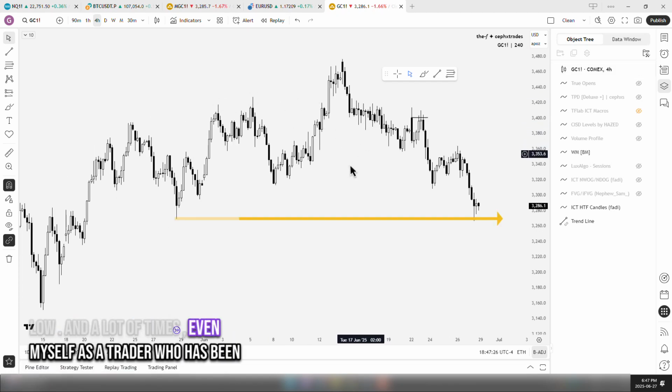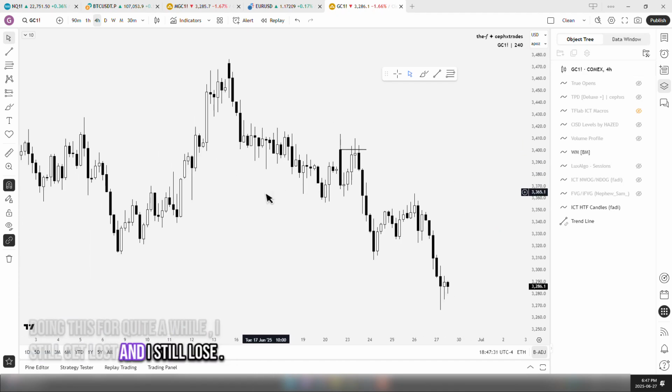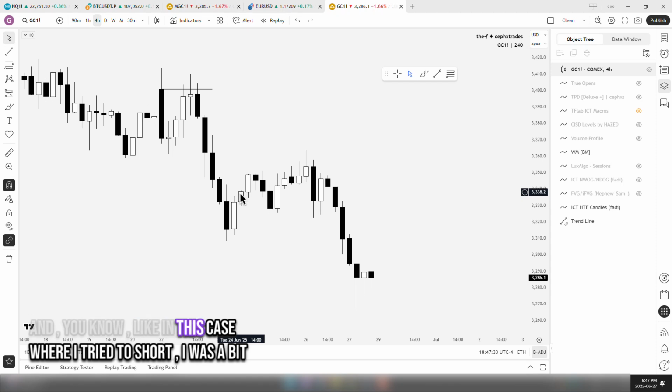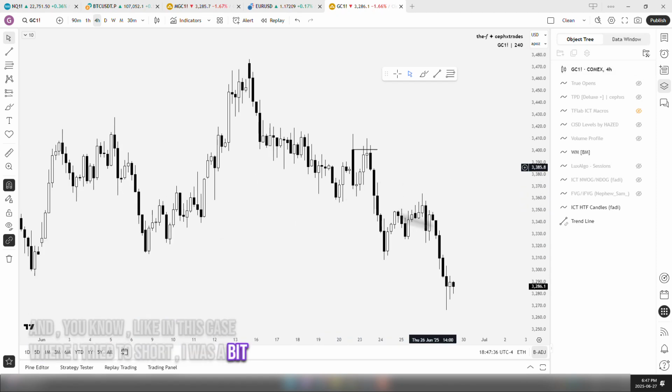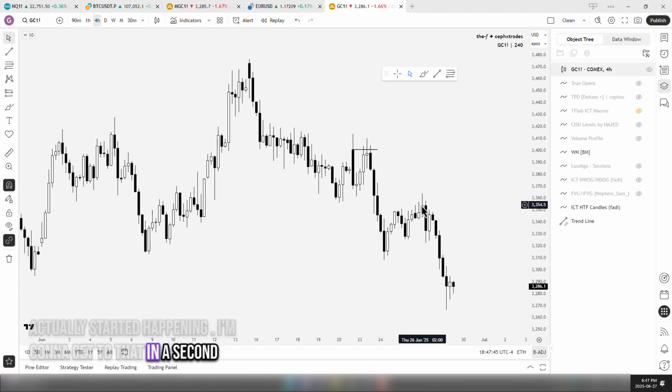And a lot of times, even myself as a trader who has been doing this for quite a while, I still get lost and I still lose. Like in this case where I tried to short, I was a bit early to the short and I got stopped out. And I got stopped out in some longs when I tried to long. That's when the short actually started happening. I'm going to get to that in a second.